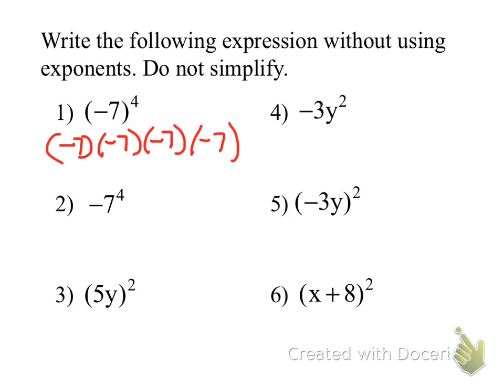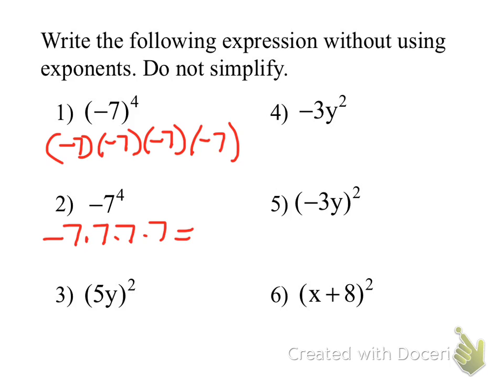Now in number 2, Henry, what is the base of that exponent? Be careful, what is it touching? Remember the question is, what is the base? What is it touching? Only the 7. The negative is not part of that exponent. So this really means negative 7, and only the 7 is repeated 4 times. Did you get that? Yes.